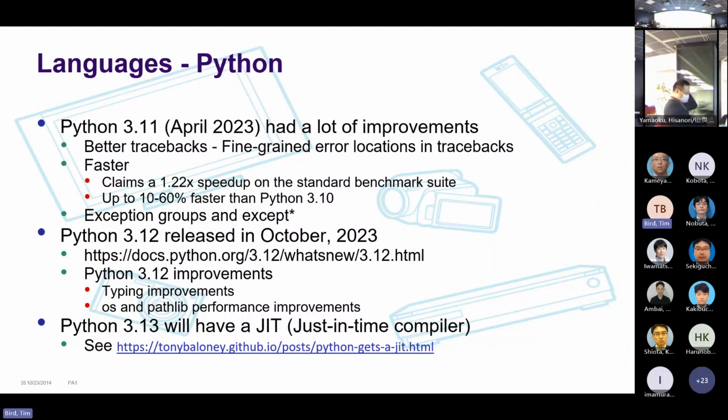But in 3.13, we'll actually have a JIT. So there'll be some native code running as part of Python, not just the interpreter, but stuff will actually get compiled down to native code. So we'll have to see what that does for performance. So 3.13 is not out yet, but it's coming fairly soon.